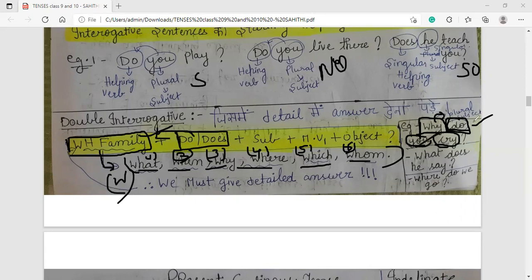So we have used the helping verb also in plural. What does it say? What is the WH family. Does is the singular form of helping verb. He is the singular form of subject. See, where do we go? Where is the WH family. Do is the plural form of helping verb. We is the plural form of subject. Go is the first form of verb.